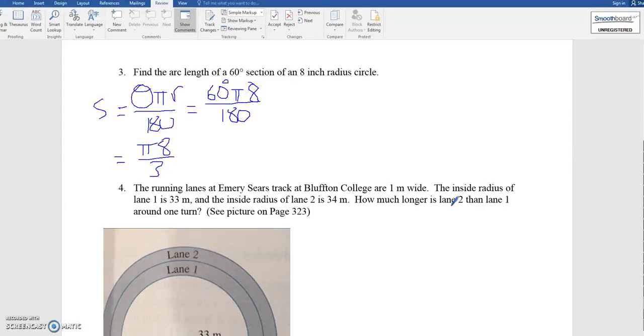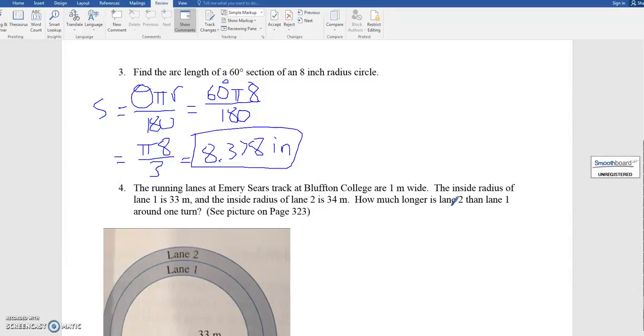And I end up with 8.378. And that would be in inches based on this problem. Okay, so that's not a terribly tough application problem, but you still need to have a good understanding of the formula to do it well.